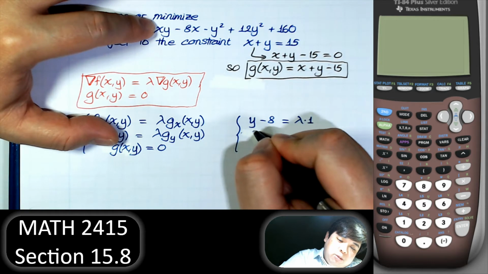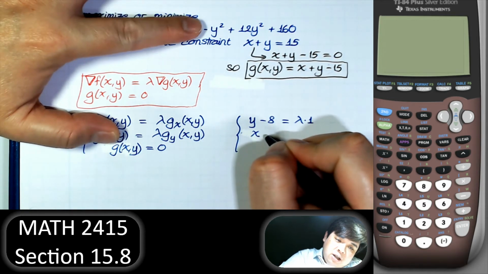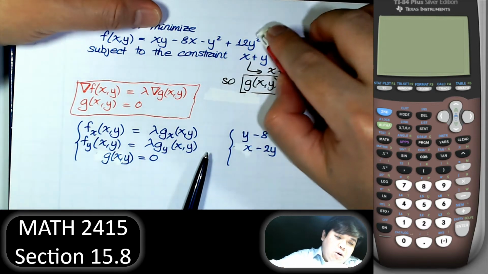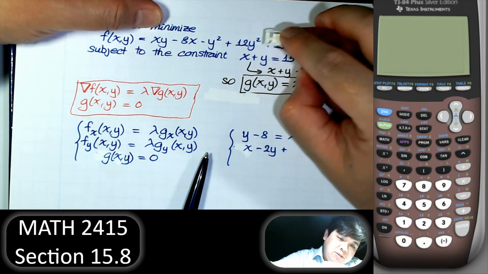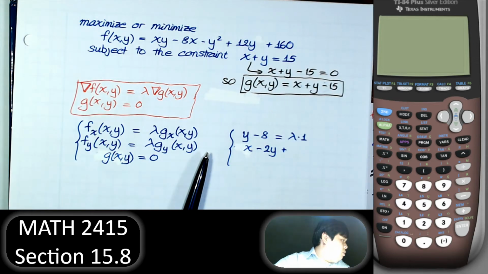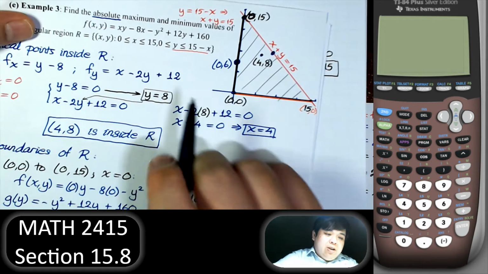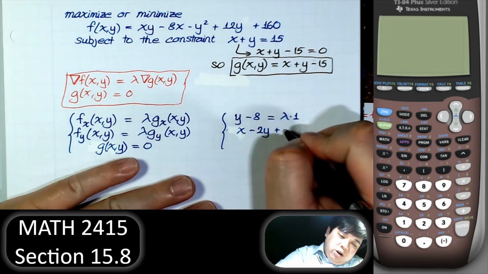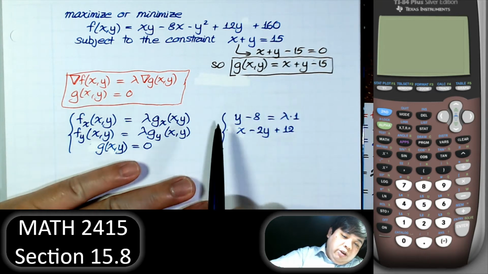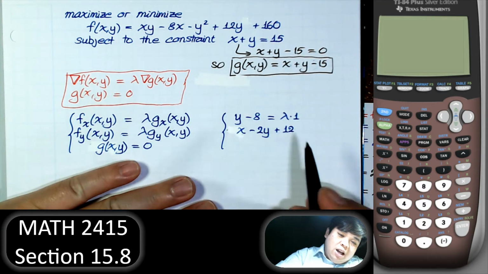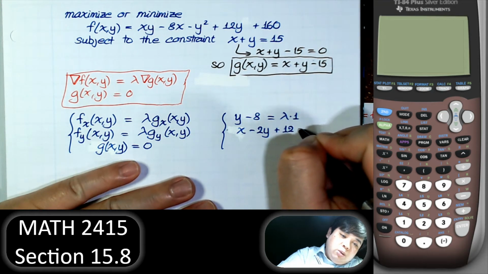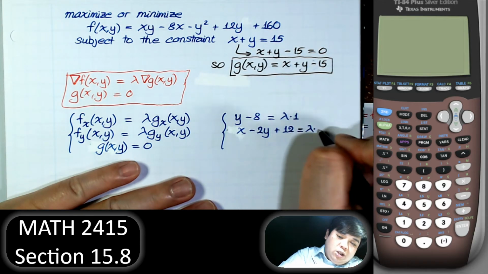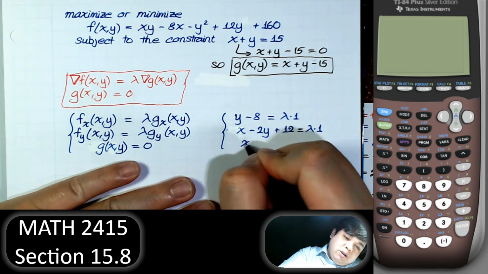The derivative of this with respect to y will be x minus 2y. The problem has no y squared, so sorry, I copied the wrong problem incorrectly. So that would be 12. So the derivative of this function with respect to y is equal to lambda times the derivative of g with respect to y, which is 1. And finally, the constraint itself.